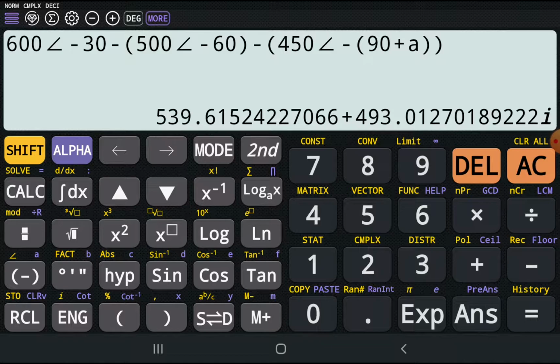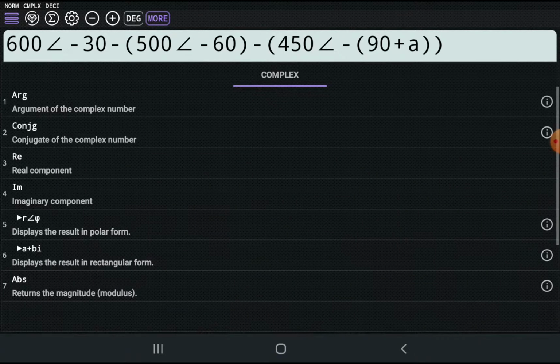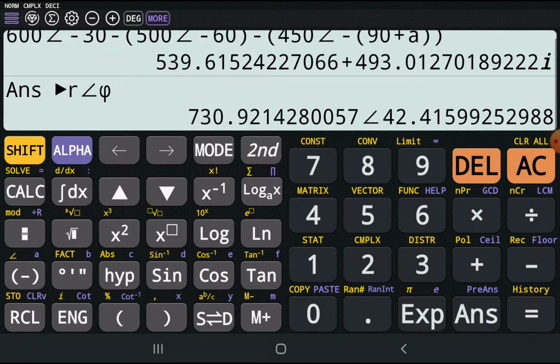539.615 plus 493.0127. So, mapapansin nyo, ito yung summation of f of x natin, ito yung summation of f of y natin. So, how will we turn this one into its polar form? Pinutan nyo lang yung shift, complex shift 2, and then, pag nasa calculator kayo, tignan nyo yung R angle theta. So, dito, meron tayong R angle. Ito yun, di ba? So, they will have a value equal to 730.92 angle of 42.4159.